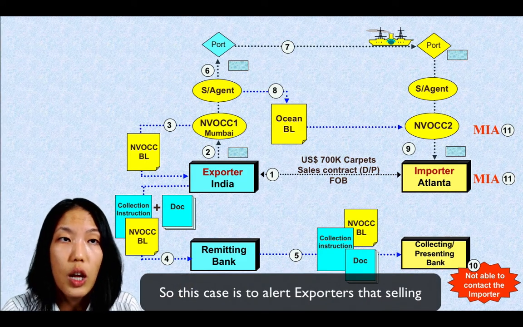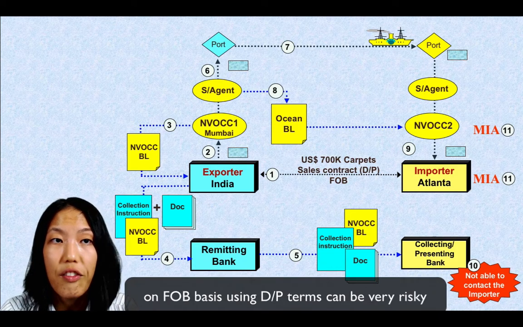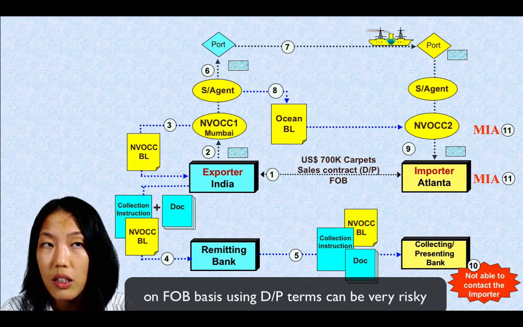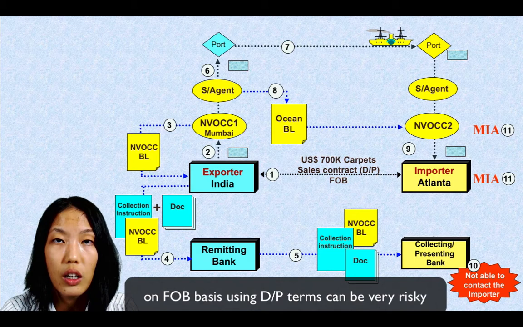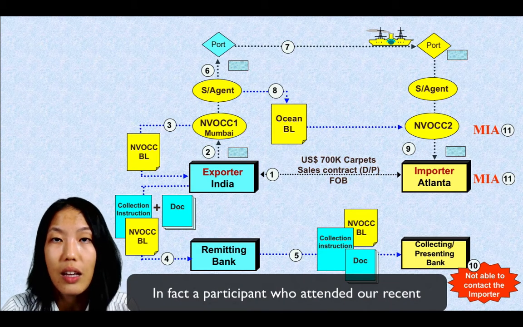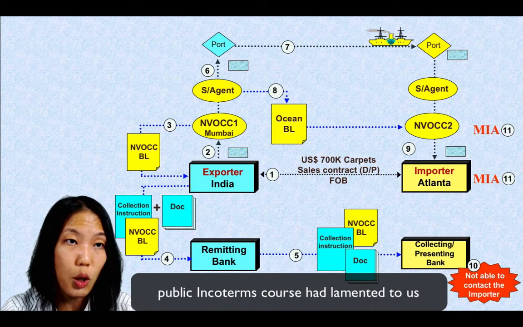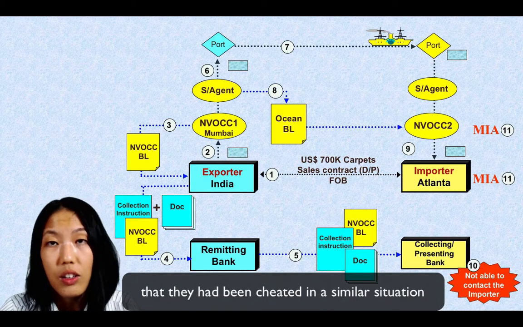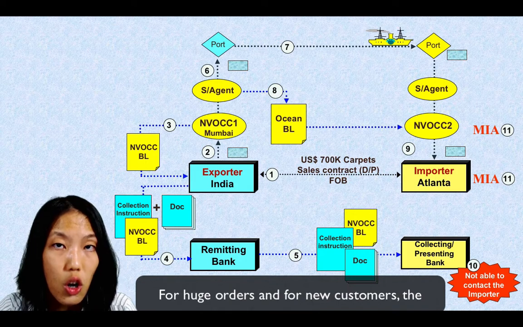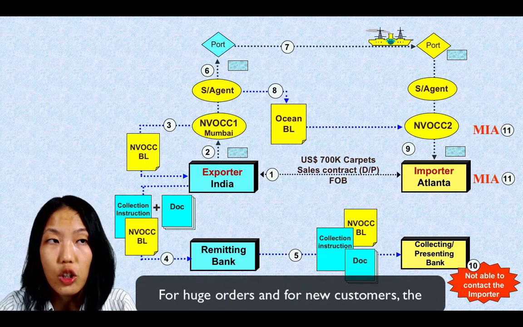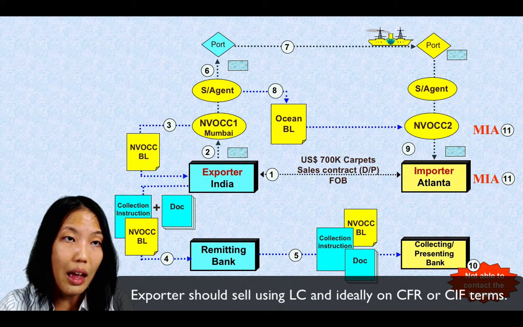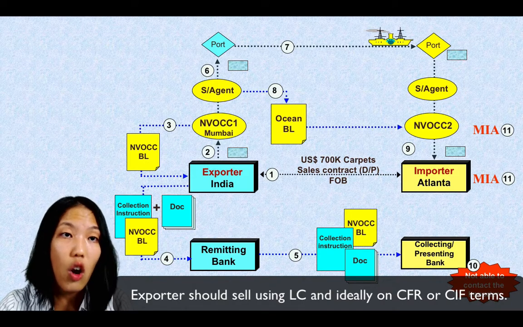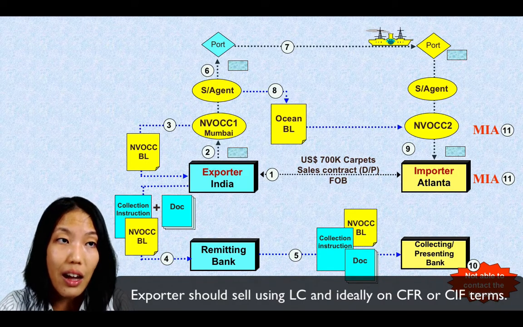So this case is to alert exporters that are selling on FOB basis using DP terms can be very risky. In fact, a participant who attended our recent public Incoterms course had lamented that to us, that they had been cheated in a similar situation. For huge orders and new customers, the exporter should sell using letter of credit and ideally on CFR or CIF terms.